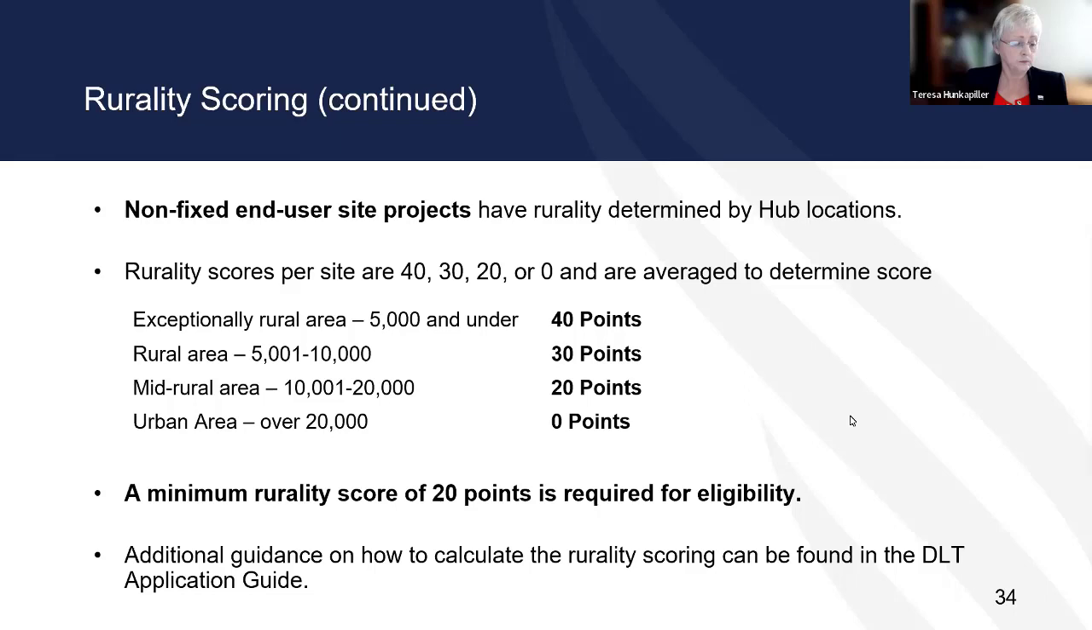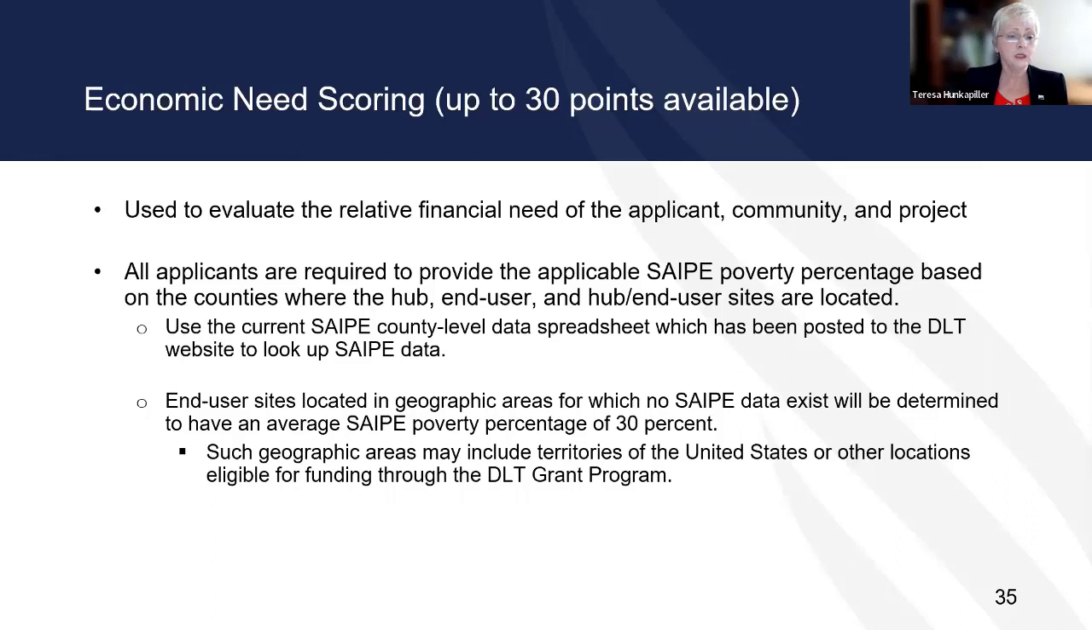Okay. When you get here, you're going to do the same thing. You're going to put the information on a worksheet showing each of those sites and how they score. And the scoring information is now also on our website. There is access to a spreadsheet on our website under the To Apply tab that gives you all of the SAIPE poverty percentage information. And SAIPE is Small Area Income and Poverty Estimates. You can use that, but we've made it even easier. There is a SAIPE layer on our DLT map now, so you can get that information very easily when you're over in the DLT map.